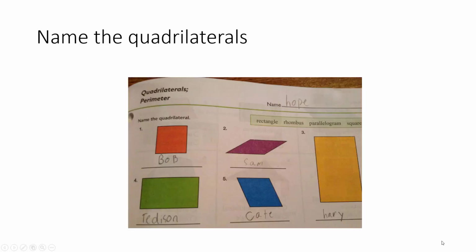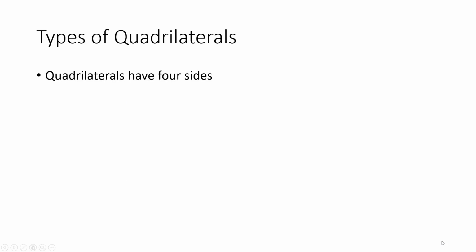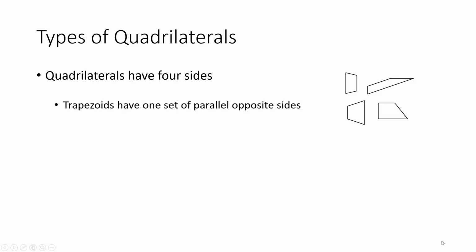Quadrilaterals. This unit's all about quadrilaterals. We're going to start by naming a few quadrilaterals, hopefully with a bit more of a mathematical frame of mind than Hope did here with Bob, Sam, Kate, Harry, Edison. That's not what we mean when we say name a quadrilateral. Different quadrilaterals, four-sided shapes, have different names based on their sides, angles, and properties.